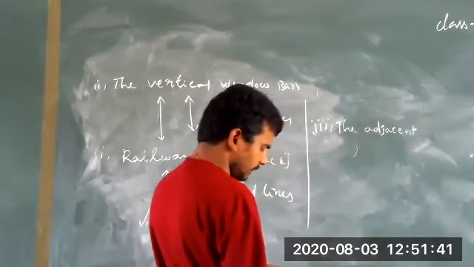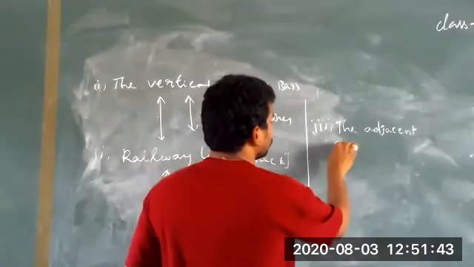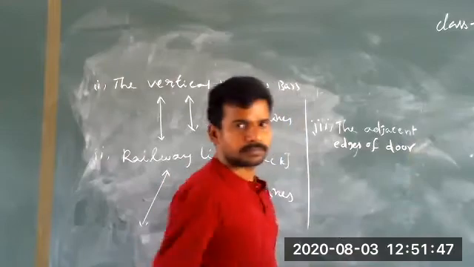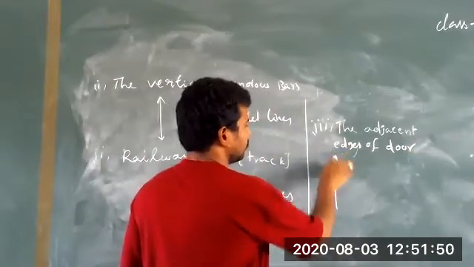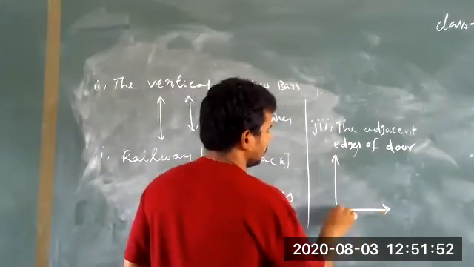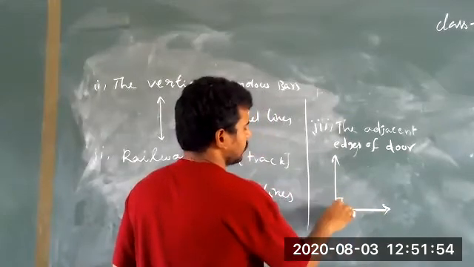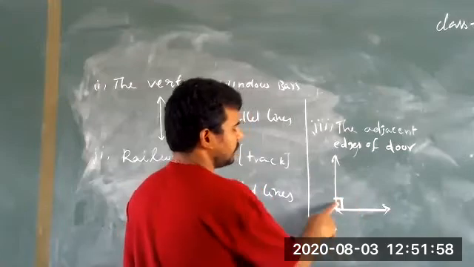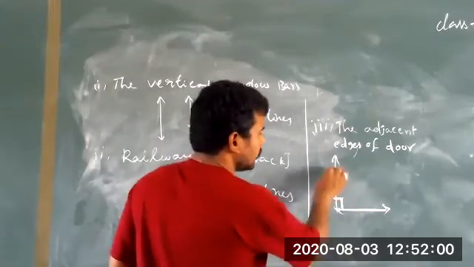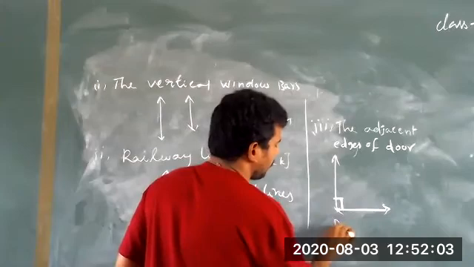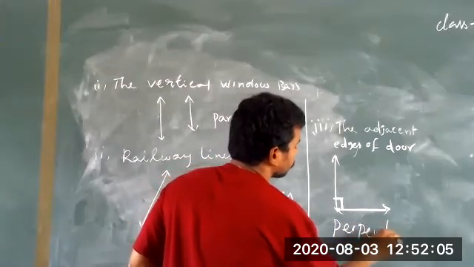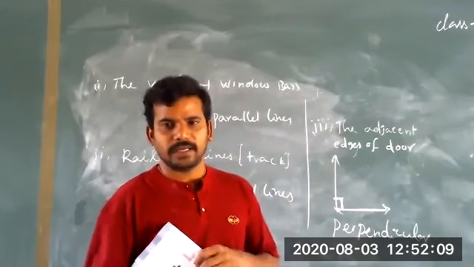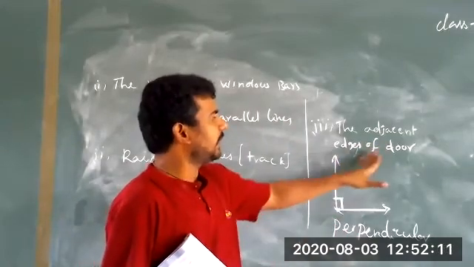Next one, the adjacent edges of a door. Adjacent means like this. These two are adjacent. So they meet at one point, and here one angle is formed. Which angle, children? 90 degrees. These two lines are called what, children? Perpendicular lines.